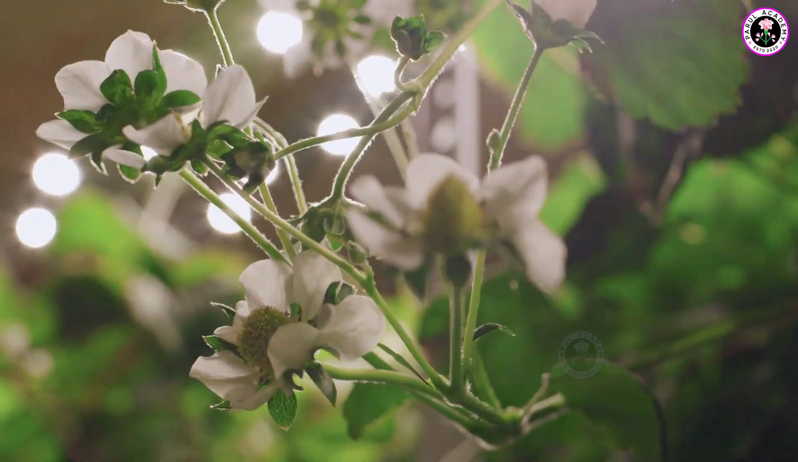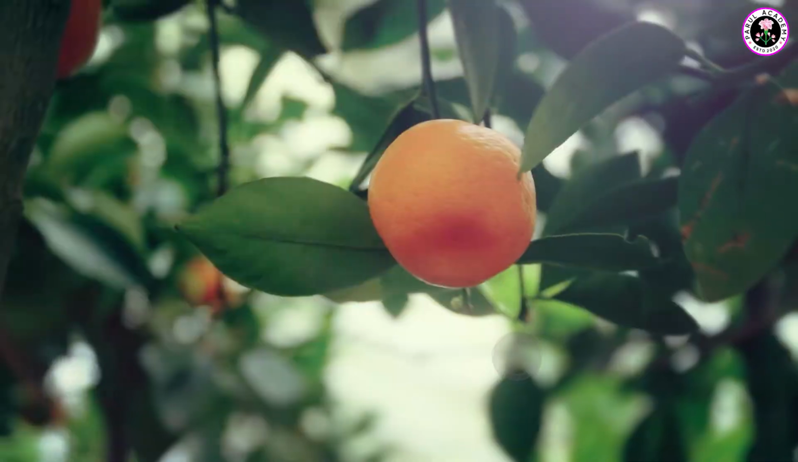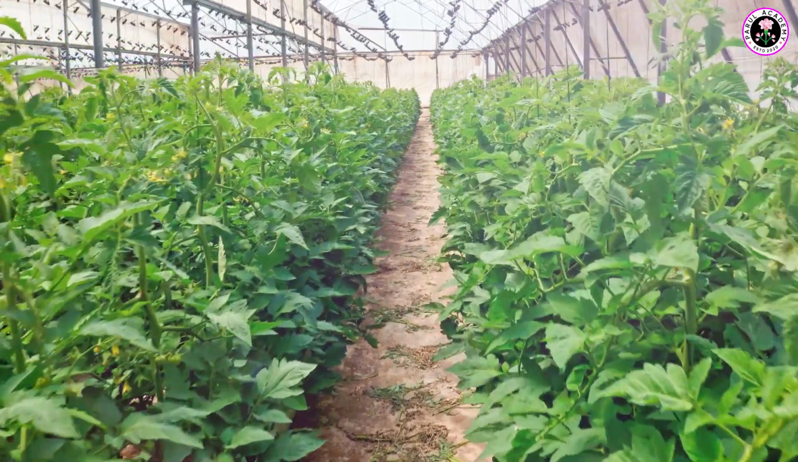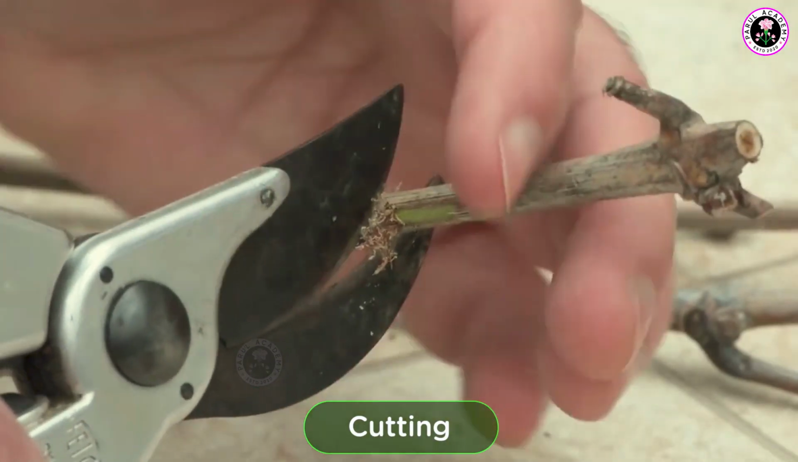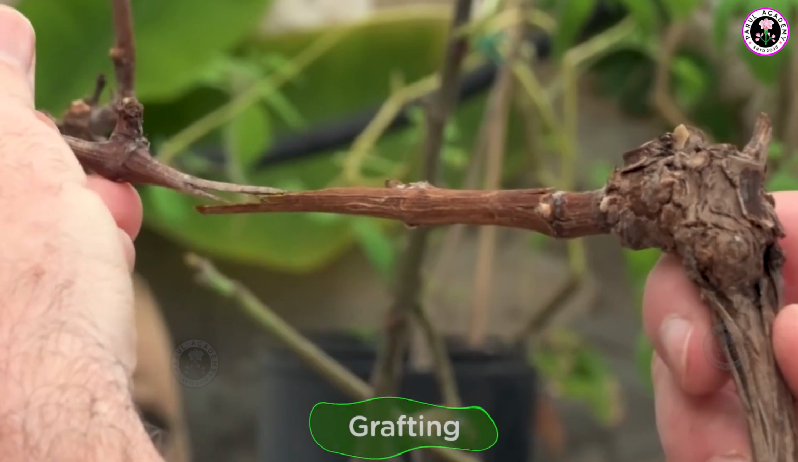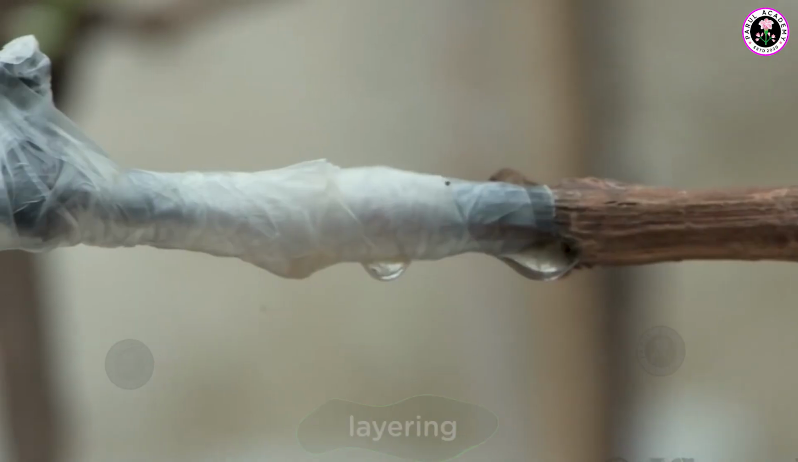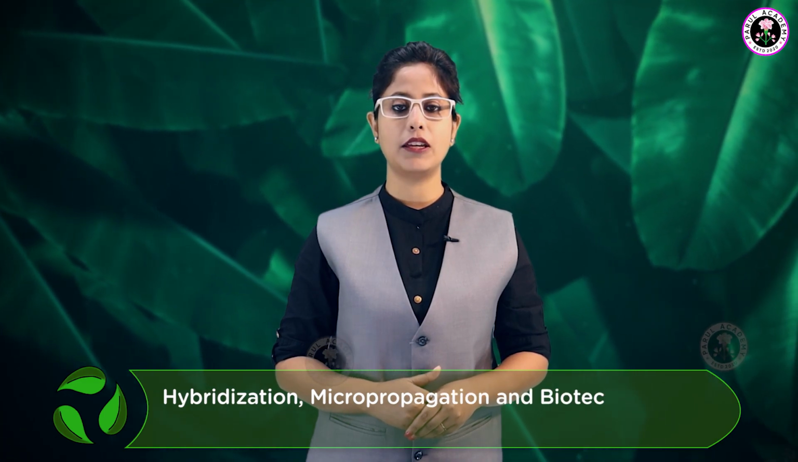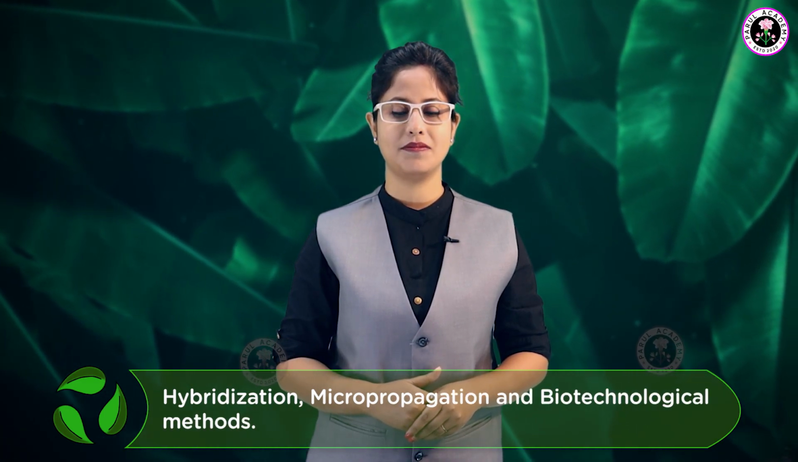Artificial propagation techniques are used in horticultural practice. The most common methods of artificial propagation are cutting, grafting, and layering. The latest techniques of artificial propagation include hybridization, micropropagation, and biotechnological methods.